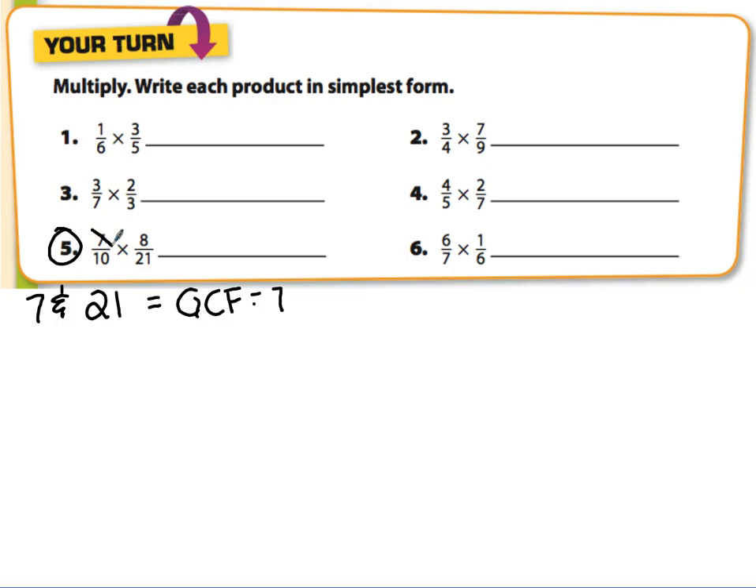So I can take 7 and 21. 21 divided by 7 is 3. 7 divided by 7 is 1. So now instead of doing 10 times 21, I could be doing 10 times 3.